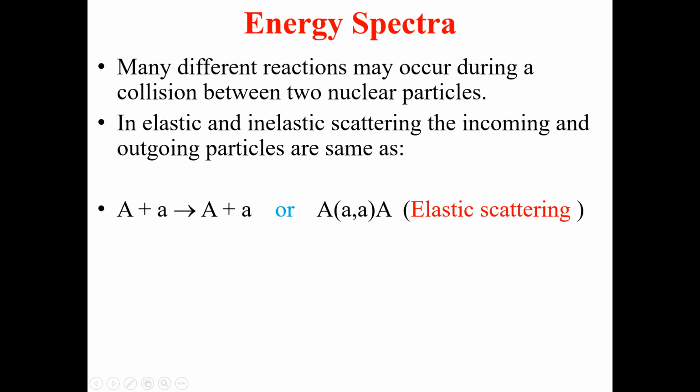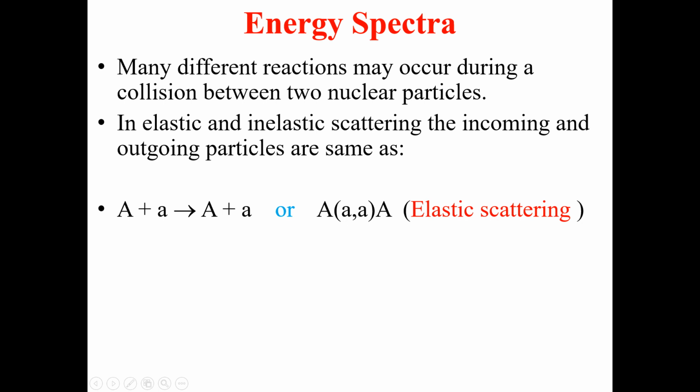For example, you can see these particular reactions. These are the incoming particles: the capital A basically represents the target nucleus, while the small a represents the incident particle. So we're saying that it's an elastic scattering.